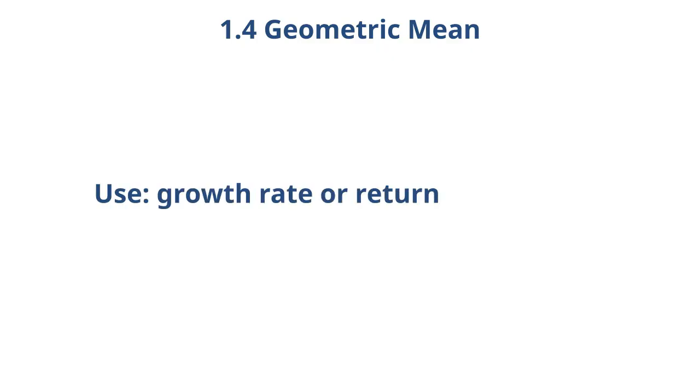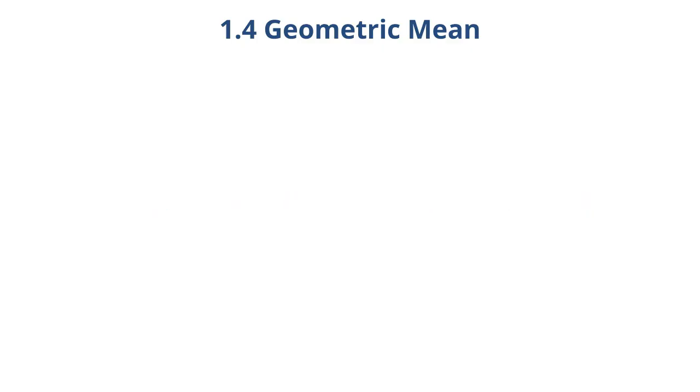1.4. Geometric mean. The geometric mean is the average of a set of numbers calculated by multiplying them together and then taking the nth root, where n is the number of values. It's typically used when the data represents growth rates or returns, especially over time. It's particularly helpful in situations where numbers are compounded, like investment returns. In finance, the geometric mean is used to find the average rate of return or growth over time. It is appropriate for time series data or growth rates.